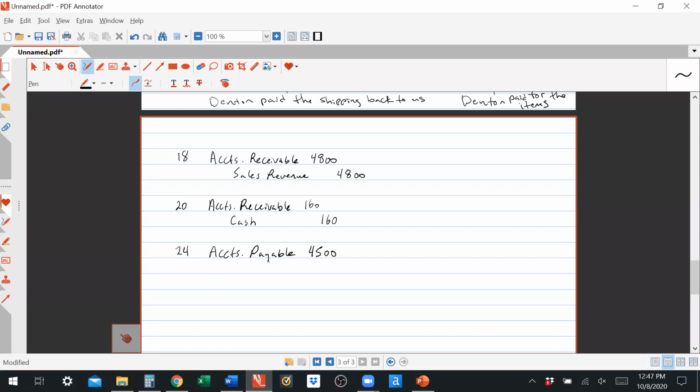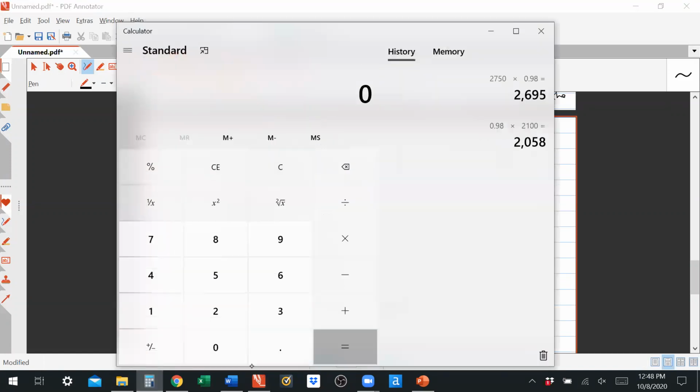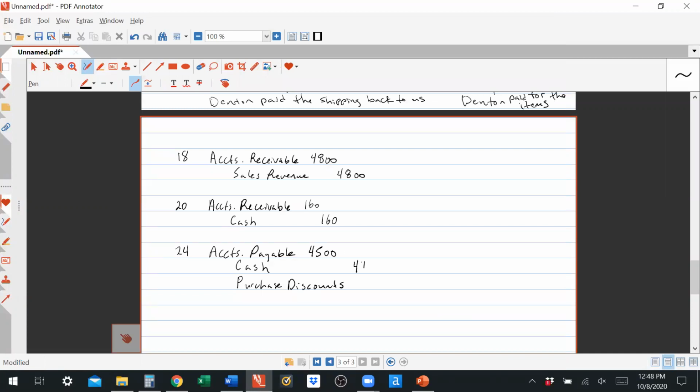And how much do we have to pay? We're going to get a discount, right? Because you pay within the discount period. We're going to get a 1% discount. So we're going to pay 99% of $4,500. So credit cash, and then credit purchase discounts for the difference. So $4,455, and then $45 is the discount that we took advantage of.